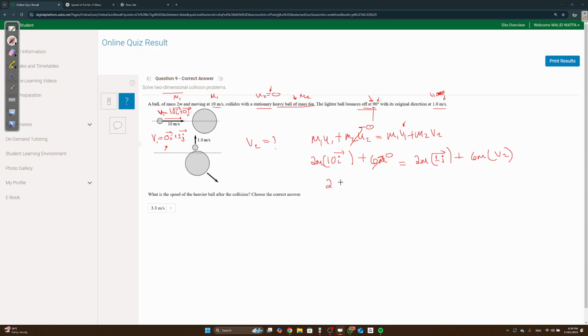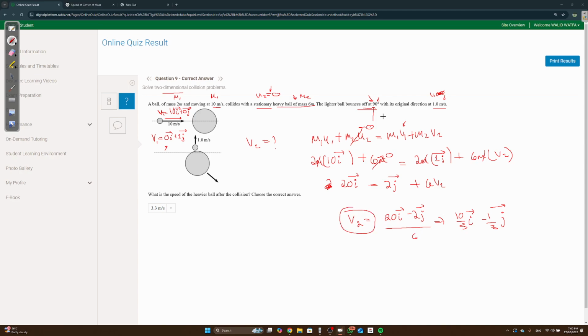Let's do it. Let's cancel m everywhere to make our lives way easier. You're going to get 20i is equal to 2j plus 6 v2. Can I find v2? Of course I can. So v2 is equal to 20i minus 2j divided by 6. Right? I just move everything to the left. So what's 20 divided by 6? It's 10 over 3 i minus 1 over 3 j. Okay, so this is v2.